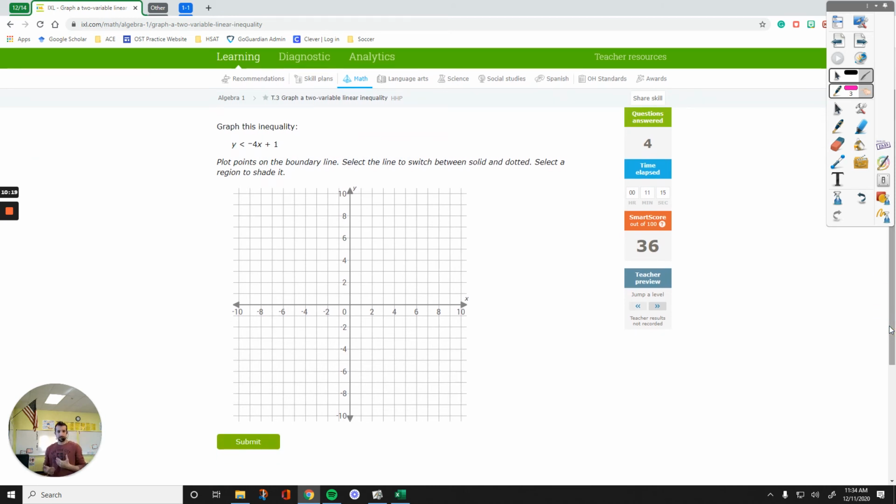Now, we have our starting point. This is again y equals mx plus b kind of thing. Let's first start with y. Let's just consider that as an equation so that we have a starting point: y equals negative 4x plus 1. So, when you draw y equals mx plus b, this is always your starting point.